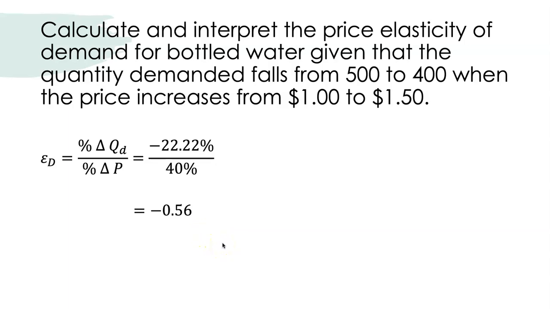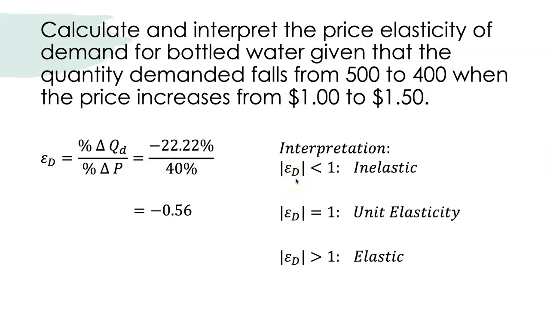So we now need to interpret this result. And for the interpretation, we have 3 possibilities. If the absolute value of the elasticity is less than 1, then demand is inelastic. And the absolute value just means the number that's there. Ignore the negative sign. If the absolute value is equal to 1, we have unit elasticity. And if it's greater than 1, we have that demand is elastic.